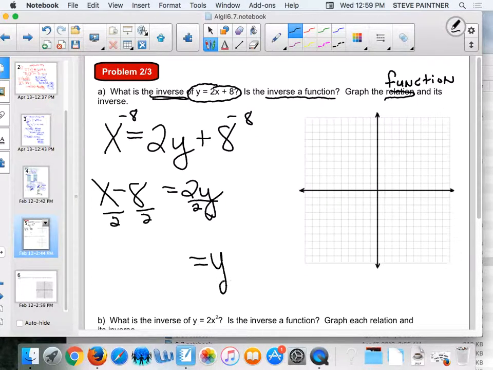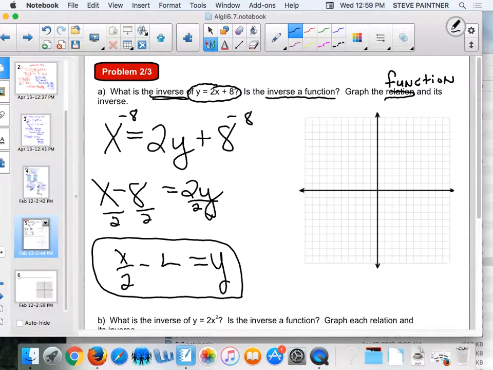Divide by 2. You end up with y equals x over 2 minus 4. And by the way, this is what x? Half. That's 1/2 x, yeah.